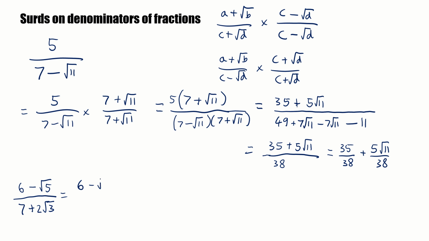Well, you take the original fraction, and then you choose to multiply it by whatever you see on the denominator. So we have a 7 and we have a 2 root 3. But then whatever symbol is in between the numbers, flip it around. Last time it was a minus, so we made it a plus. This time it's already a plus, so we now make it a minus in between the two things.